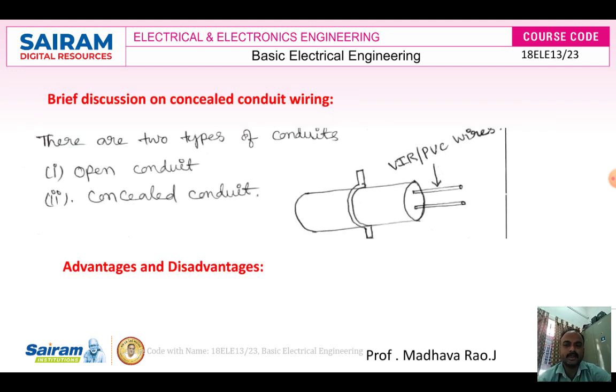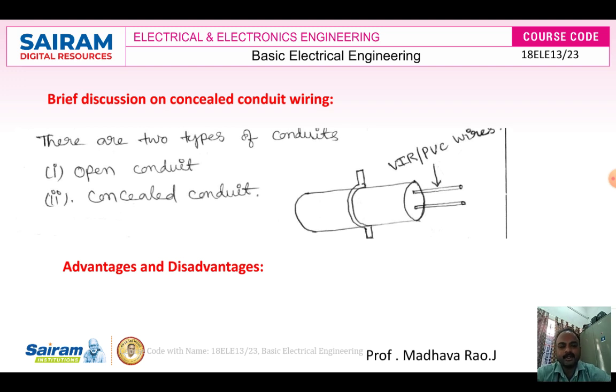And next one, a brief discussion on concealed conduit wiring. This is another topic, and they will also ask you to explain advantages and disadvantages. So write a brief discussion on concealed conduit wiring system and also explain advantages and disadvantages. One of the important questions.